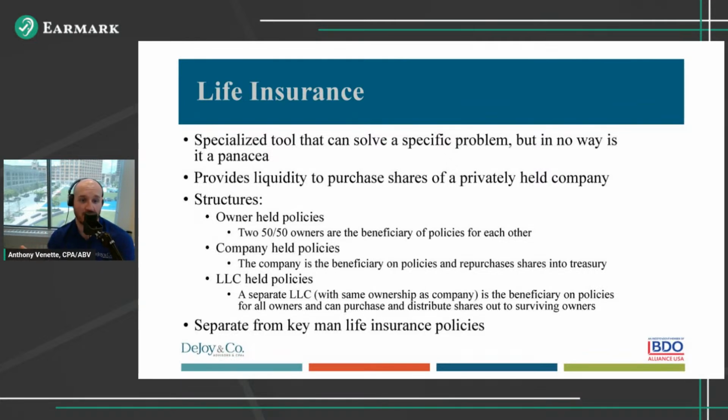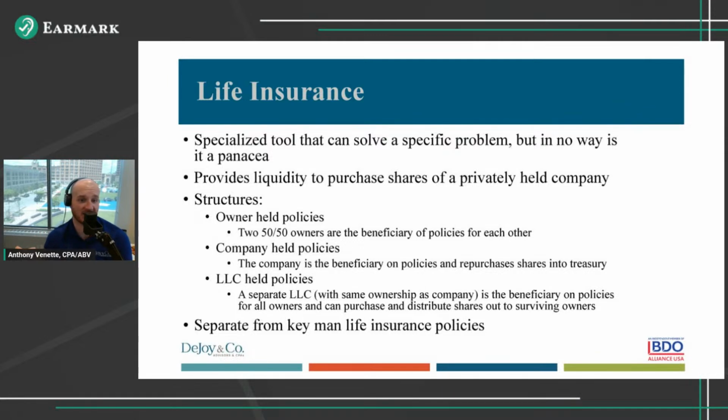We can also have company held policies. So we would have the company as a beneficiary of one of these policies, and then they would just repurchase those shares into treasury, functionally making all the outstanding stockholders whole for the 100%, right? So that could be applied in that 50-50 shareholder scenario. That could be held as well.